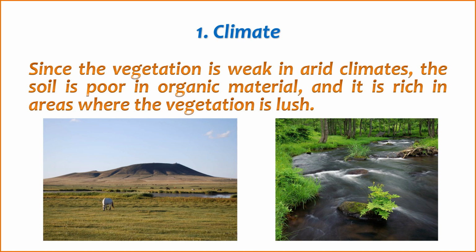1. Vegetation strength and soil organic matter. Arid climates. In arid and semi-arid climates, where water availability is limited, vegetation tends to be sparse and adapted to conserve water. The scarcity of plant material and slower decomposition result in lower organic matter content in the soil. Lush vegetation. Conversely, regions with abundant rainfall and more favorable climatic conditions support lush vegetation. The continuous growth and shedding of plant material contribute to higher organic matter accumulation in the soil.